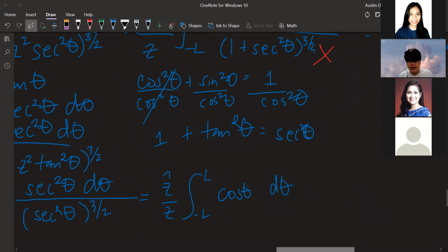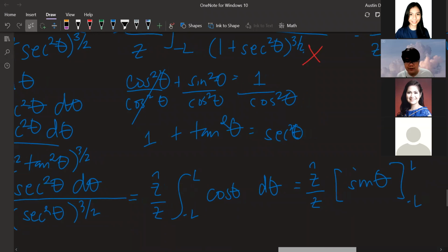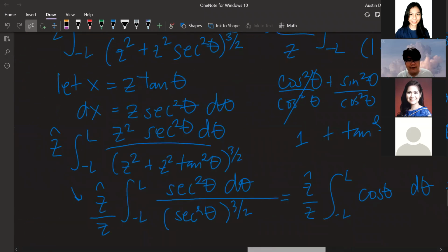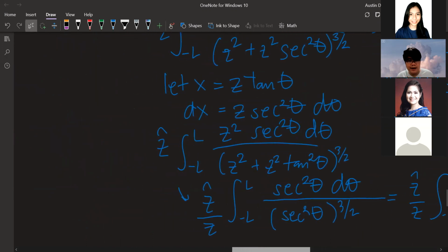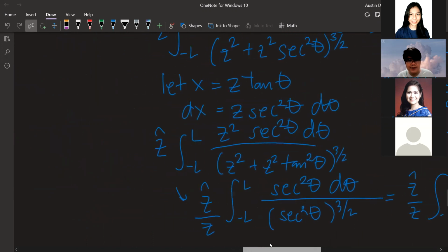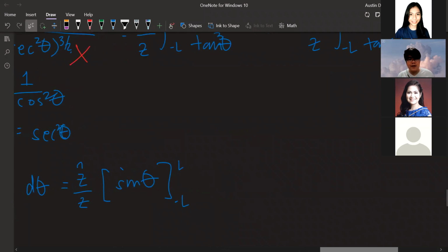D theta. And this is just, what is the integral of cosine? They had z sine theta. And of course, negative L to L. But we don't know what sine theta is. So we have to go back to our substitution, which is x is equal to z tangent theta.